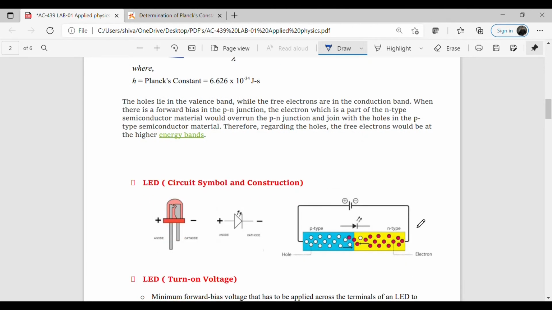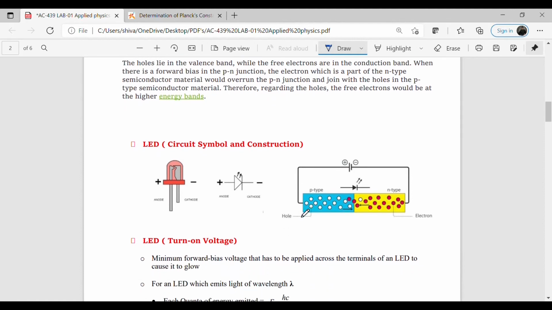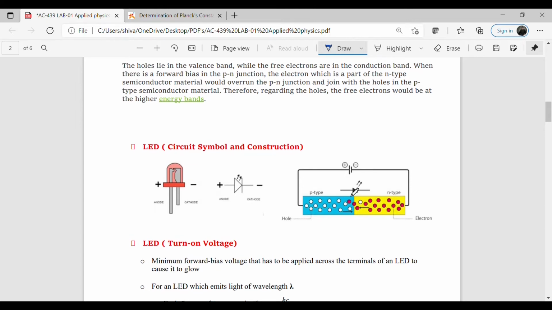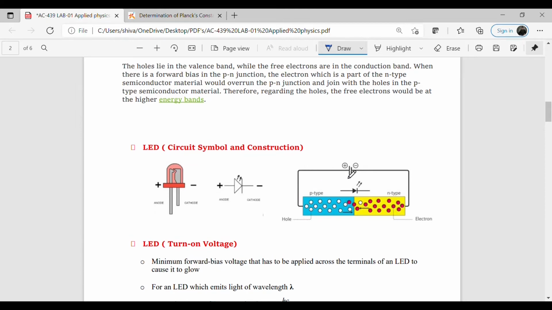So as you all can see here, a simple diagram of an LED, where you can see that there is a p-type material which is combined with the n-type material, and when we apply forward biasing to it, the visible range of frequency is emitted so that we can see that the LED is glowing.